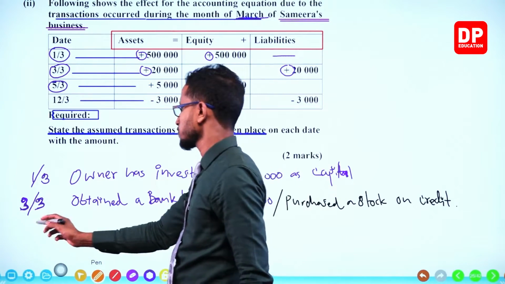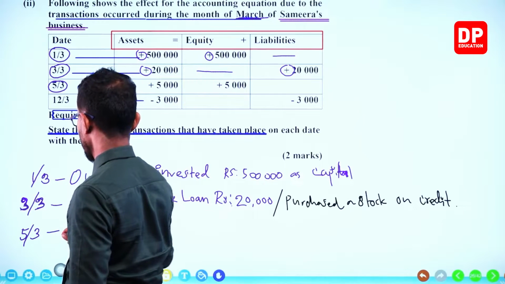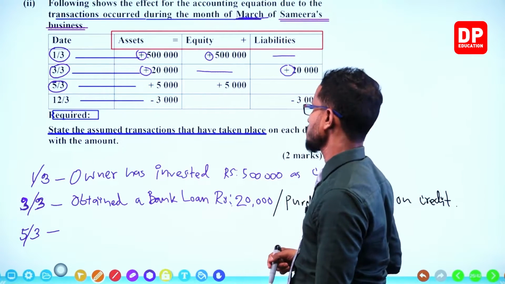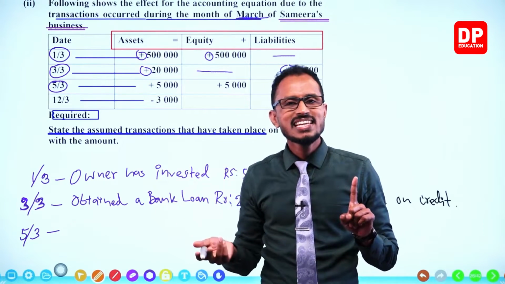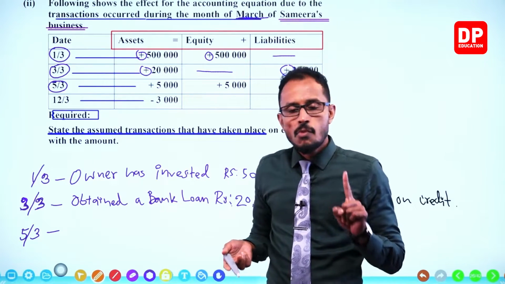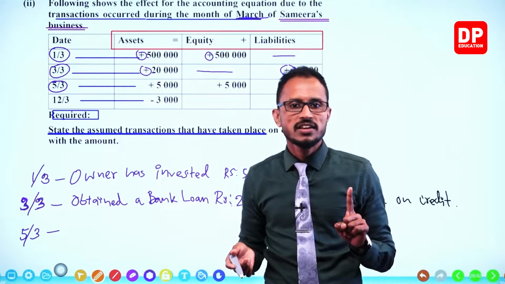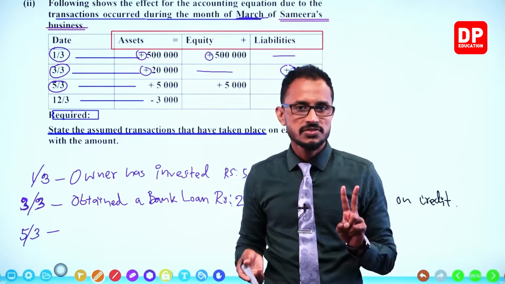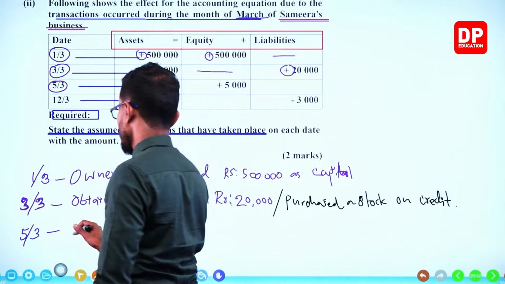5th March. 5,000 assets increase, 5,000 equity increase. You can take any option. First option, owner invested additional capital 5,000 in cash. Owner invested a motor vehicle or a machine or whatever asset to the business worth 5,000. Or an income was received for the business. You can take any option. I'll take the second option.